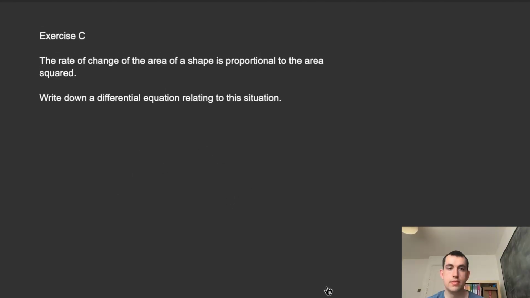Lots of T's. And now an exercise for you. The rate of change of an area of a shape is proportional to the area squared. And I would like you to write a differential equation that relates to this situation.